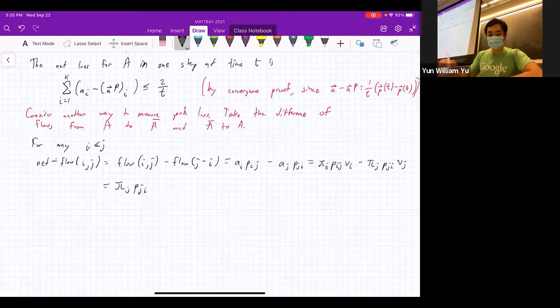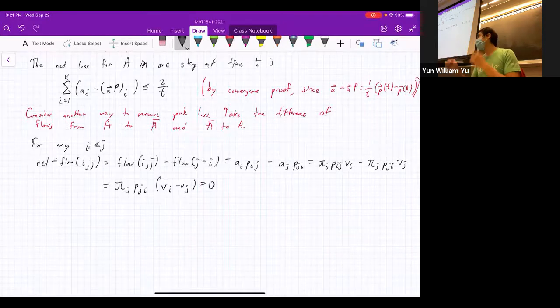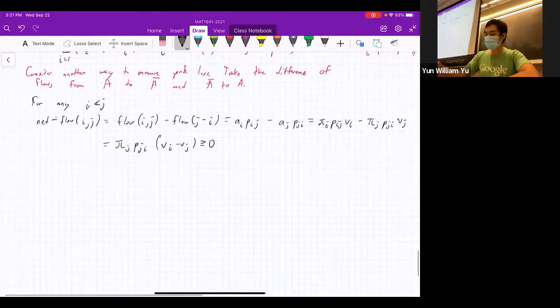But yeah, so Pji times Vi minus Vj, which is greater than or equal to 0. Why is that greater than or equal to 0? Yes, exactly. So originally we re-indexed, remember? We re-indexed everything from heaviest to lightest. And so Vi is heavier than Vj, or i is heavier than j, and so Vi is greater than Vj. And of course, these two things are equal because this is a stationary distribution.